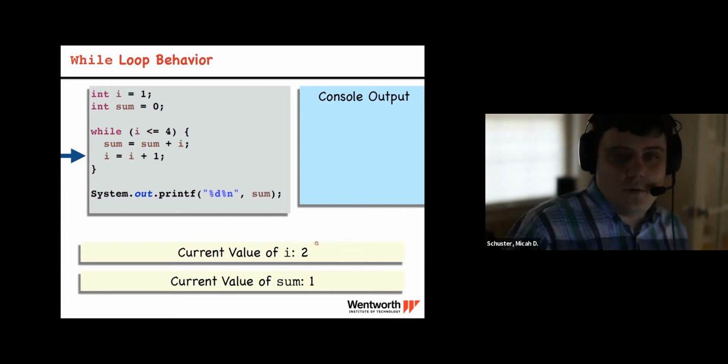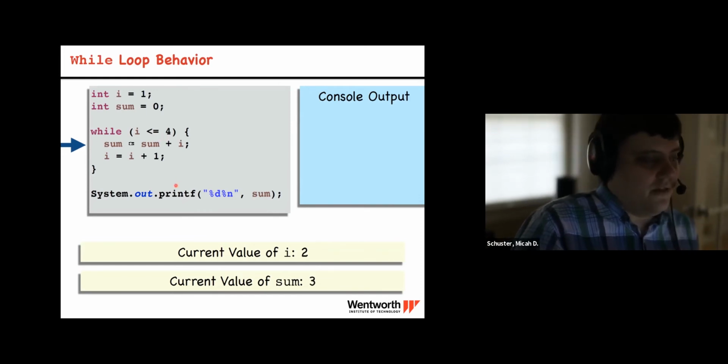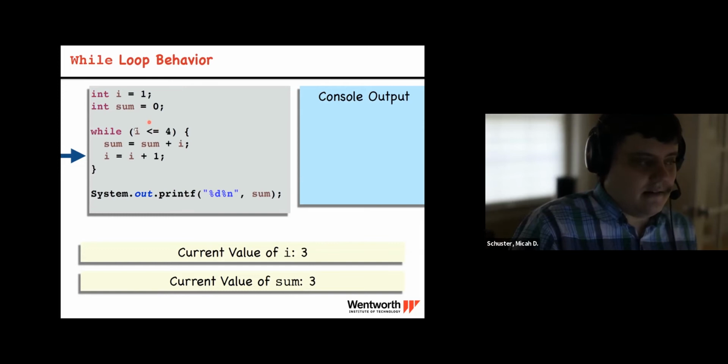We're at the end of the loop. So let's check the condition again. I is less than or equal to 4. Is that true? Yes. So we run through this calculation again. Sum now becomes 3 because we had 1 and we added 2 to it. I was 2. And then we increase the value of I by 1, and then we check the condition again. Is 3 less than or equal to 4? Yes. So we run again. Sum was 3. We're adding I to it, which is another 3. So we get 6. I increases to 4.